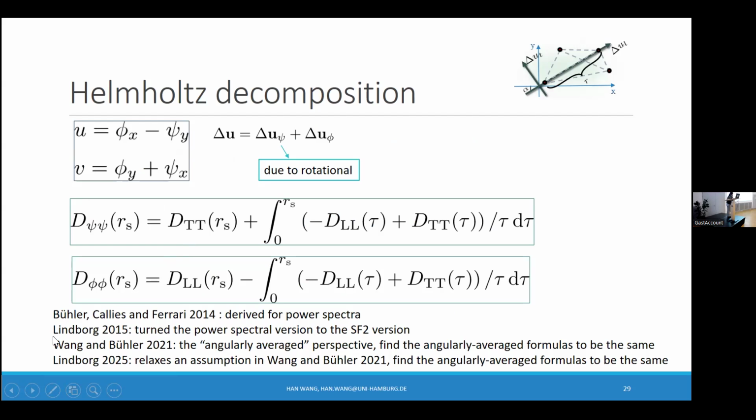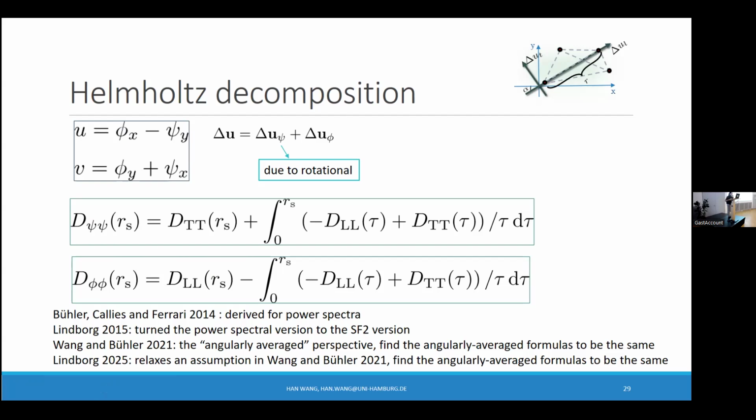This was first derived for power spectra by Buhler, Callies, and Ferrari, and then Lindborg changed it into the second-order structure function version. He's just using the relations between second-order structure functions and power spectra. I also want to mention that I'm still looking at the angularly averaged second-order structure functions. And in Wang and Buhler 2021, we showed that when you have anisotropic statistics, the angularly averaged formula for the Helmholtz decomposition doesn't change, it looks the same.